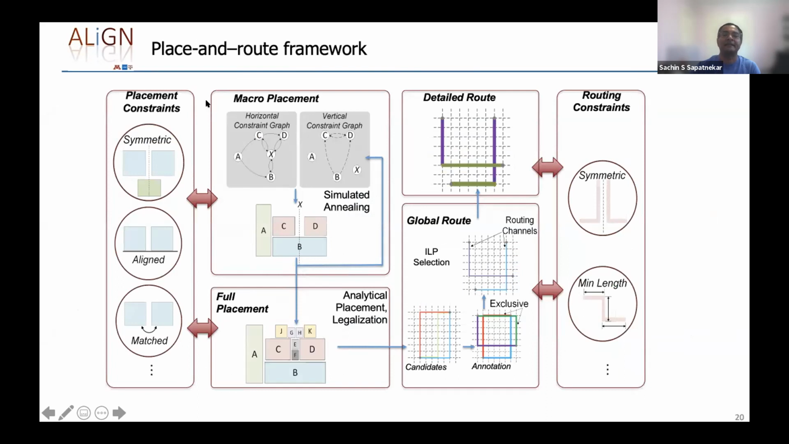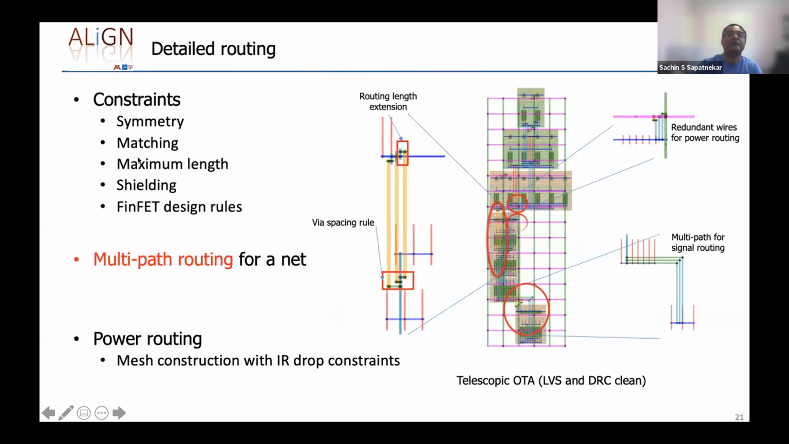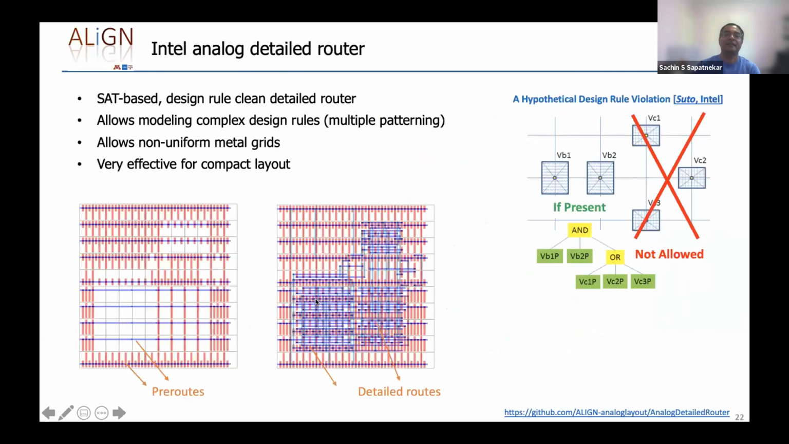Once we have this, the next step is performing placement, floor planning, and routing. And then basically, I'll go through this very quickly. The idea here is that we perform high-level global placement considering symmetry, alignment, matching, etc. We perform global and detailed routing considering symmetry, minimum length, etc. One of the important things we need to worry about, apart from symmetry and matching, are also things like multipath routing. So this is basically the idea that you need multiple parallel wires because you don't want to be resistance constrained. So all of that is taken into account over here. We perform power routing as well. We can create a mesh. We can try to make sure IR drop constraints are met, etc.